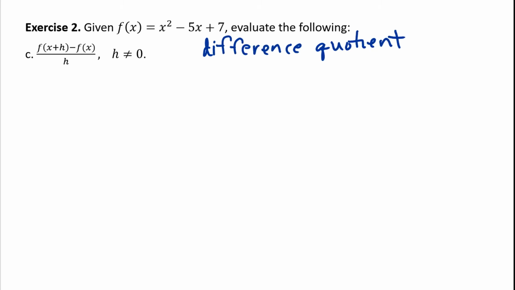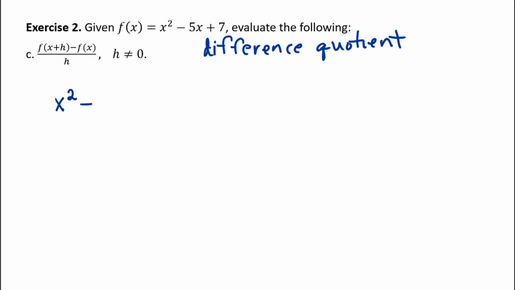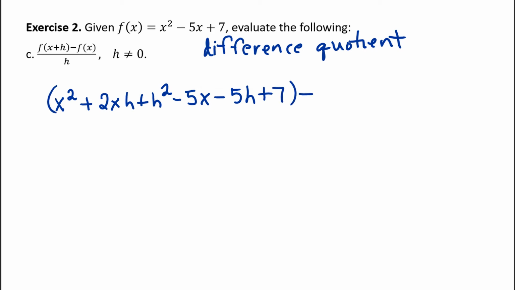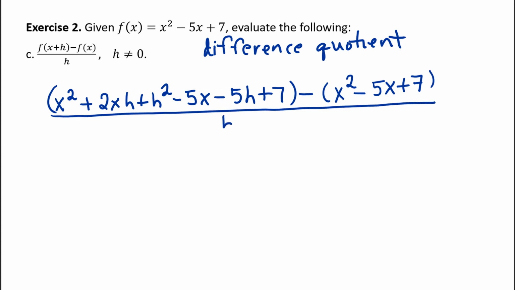Now we can continue. This is equal to, and in the place of f of x plus h, let's put the expression we solved for, which would be x squared plus 2xh plus h squared minus 5x minus 5h plus 7. We'll make sure that's in the parenthesis. Minus, for the f of x, we put in the given expression, which would be open parenthesis x squared minus 5 times x plus 7, close the parenthesis, and all of that divided by h.